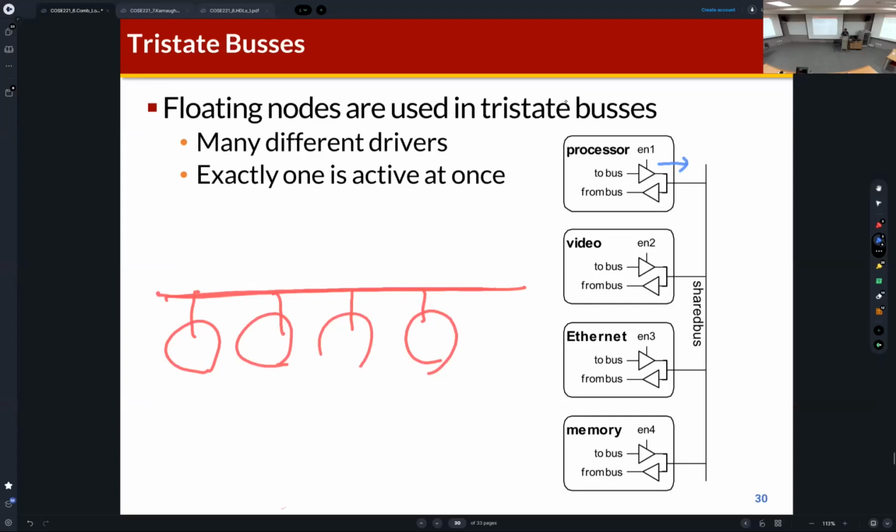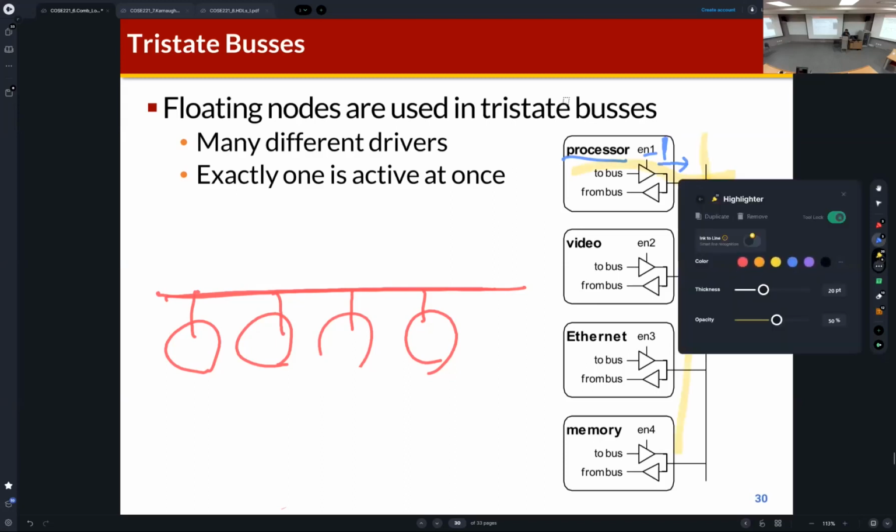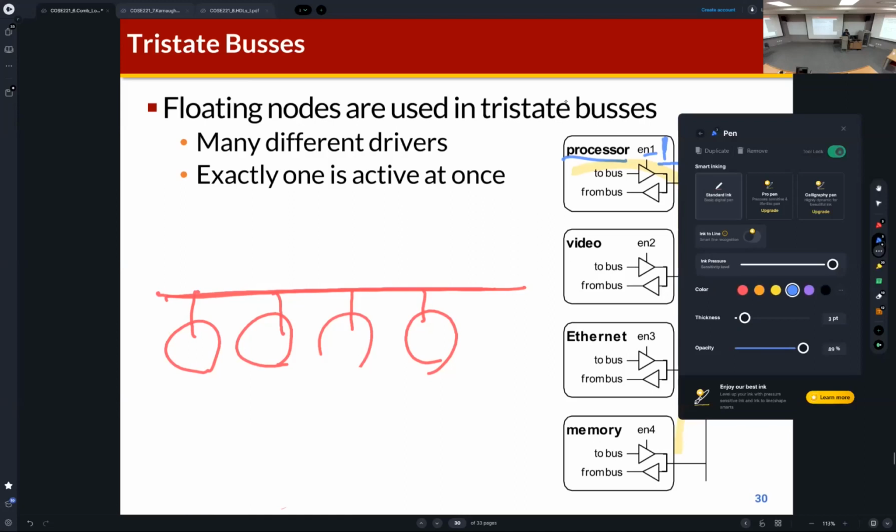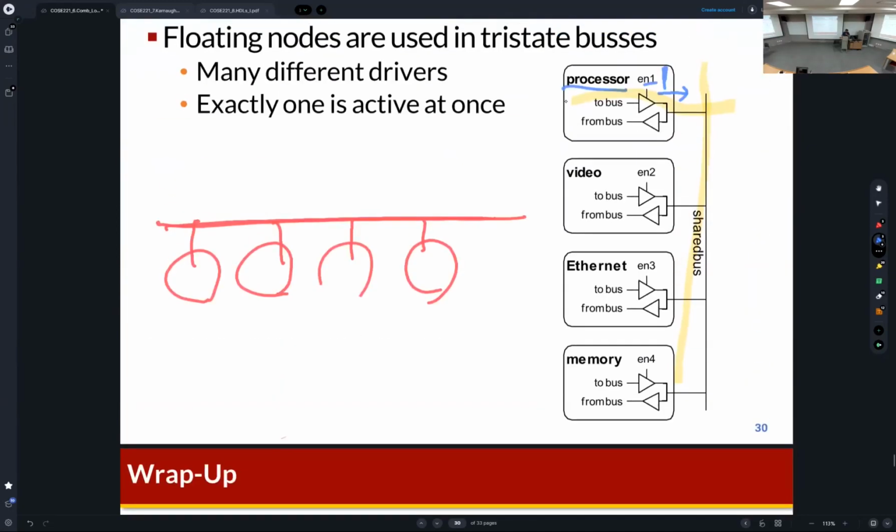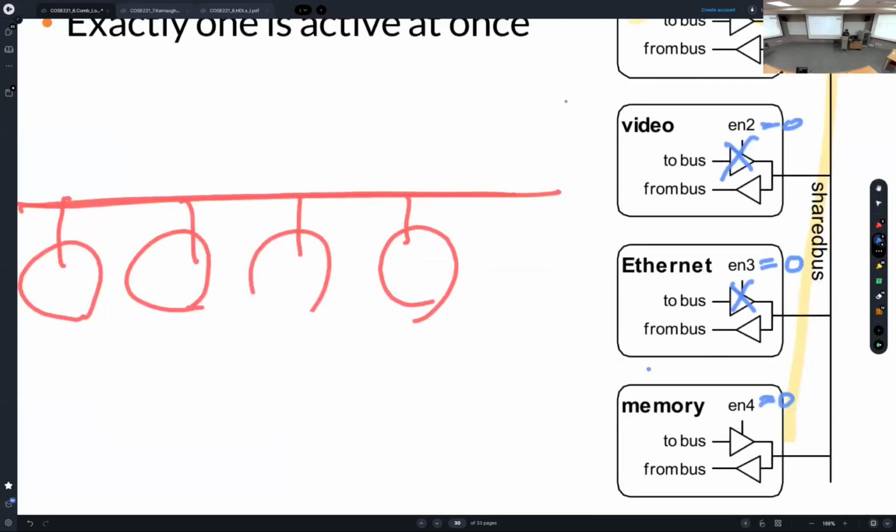So if this processor is enabled, then you can set EN as 1, so this line is activated. But at the same time, enable 2 is 0, enable 3 is 0, and enable 4 is 0. So what does that mean? It is connected, disconnected, and disconnected.